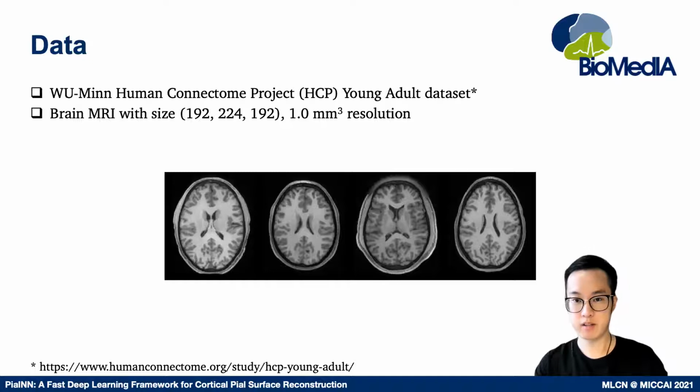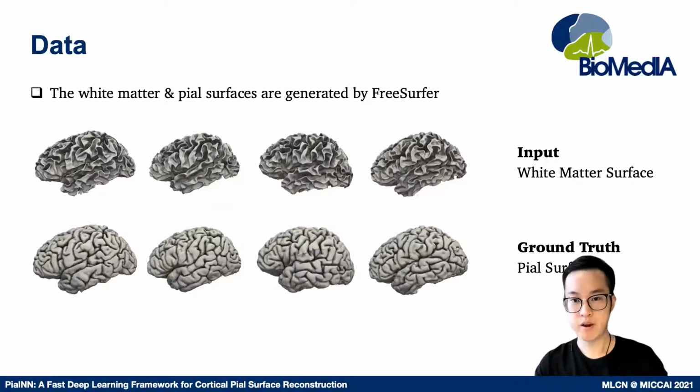In our experiments, we use the HCP Young Adult dataset. The brain MRI is clipped to a suitable size with 1 mm resolution. Here are some example data. The white matter and pial surfaces are generated by FreeSurfer. In the training phase, the generated white matter surfaces are used as the input, and the pial surfaces are used as ground truth. In the testing phase, the initial white matter surfaces can be generated by other faster approaches.